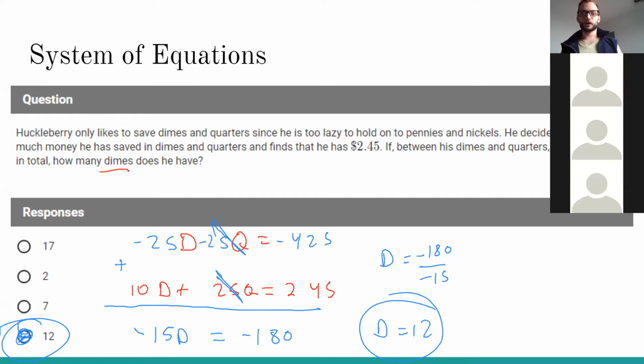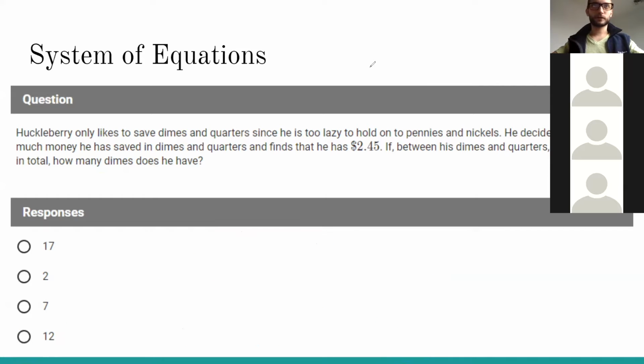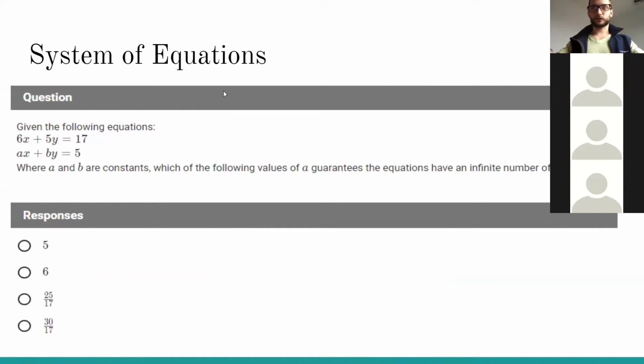All right, if you have any questions, message me on that one. That's system of equations. What you need to do here is read the problem, create the actual equations using the information they gave us, and then once you have those equations, you can use them to solve for the answer. Okay, so that one's going to be 12. All right, so let's move on to the next one.